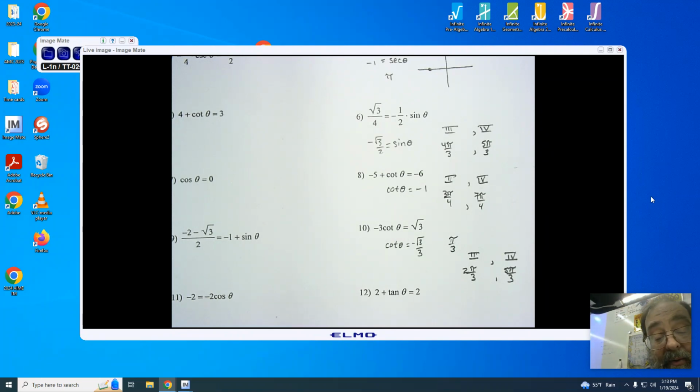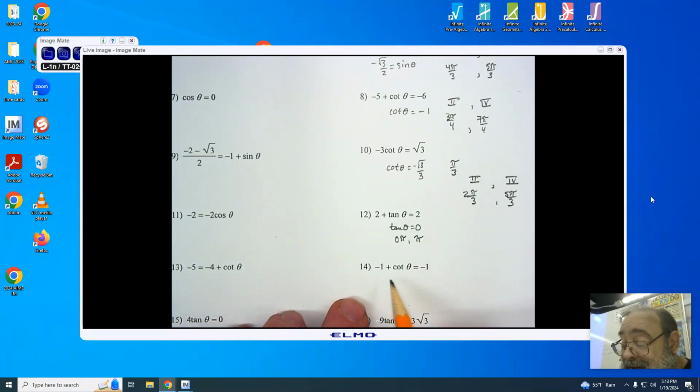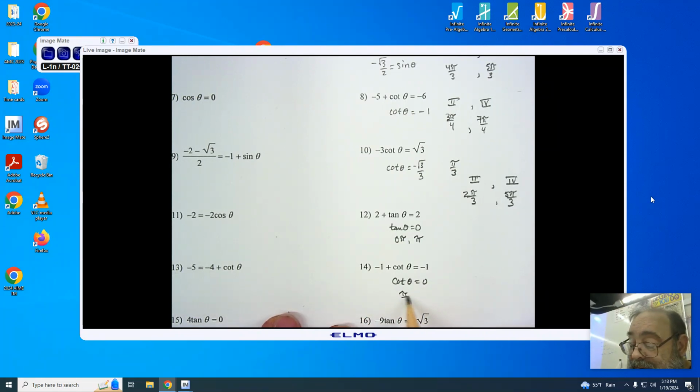All righty, continuing. We're now continuing with our tangent. Tangent of theta when we solve is equal to 0. Tangent is 0 at 0 pi and pi. There we go. All righty, continuing. Cotangent is 0, and cotangent is 0 at pi over 2 and 3 pi over 2.